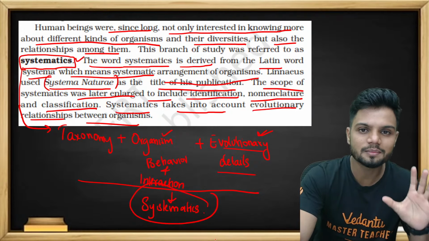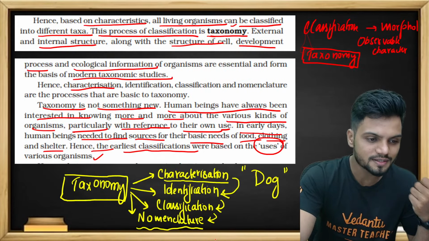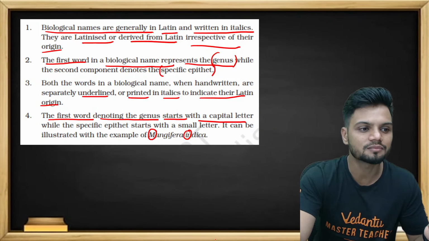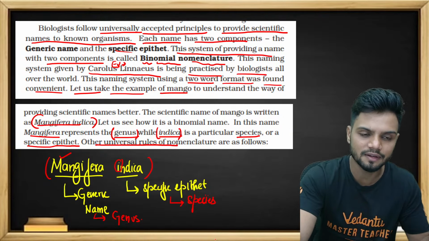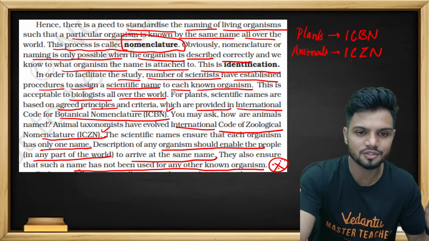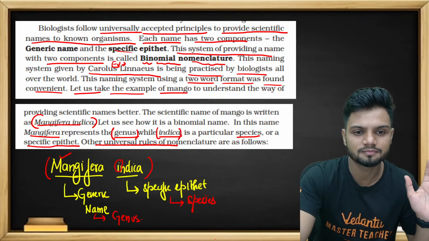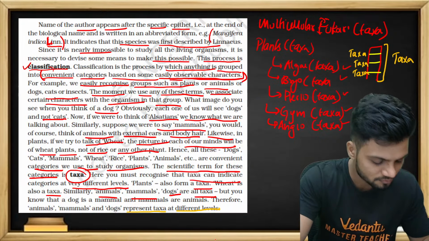This is called systematics. The difference should be known between systematics, taxonomy, classification, and binomial nomenclature. Nomenclature means giving a scientific name. Binomial means two components. All of you know what identification is. All of these terms individually can be asked.